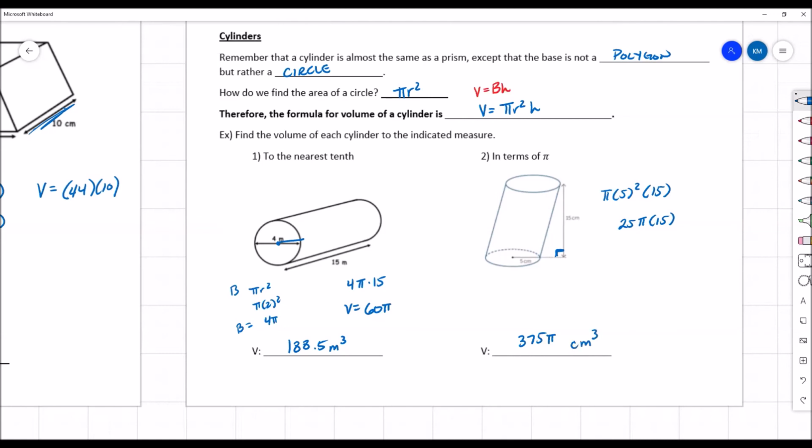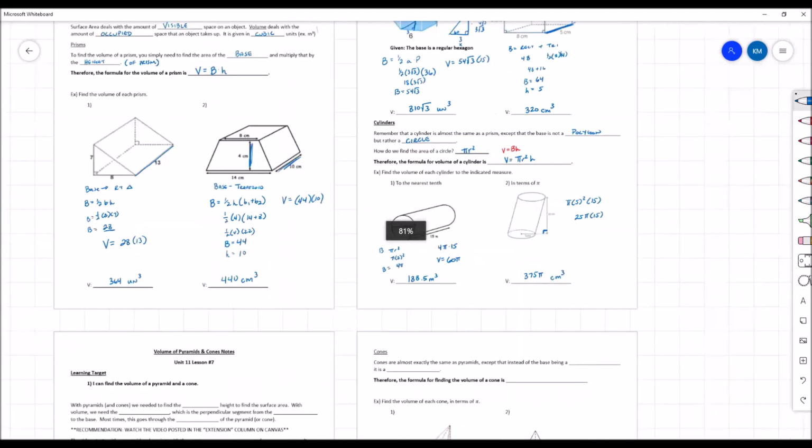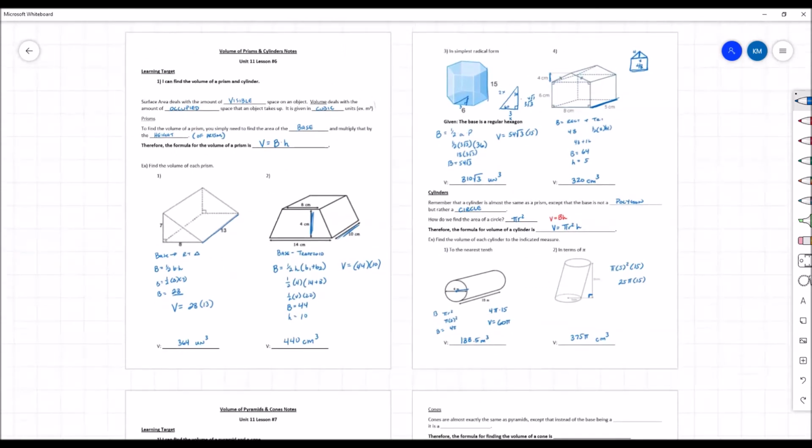Okay, and that is volume of cylinders and prisms. All right, see you.